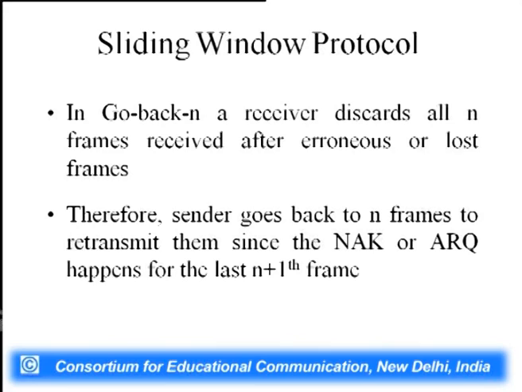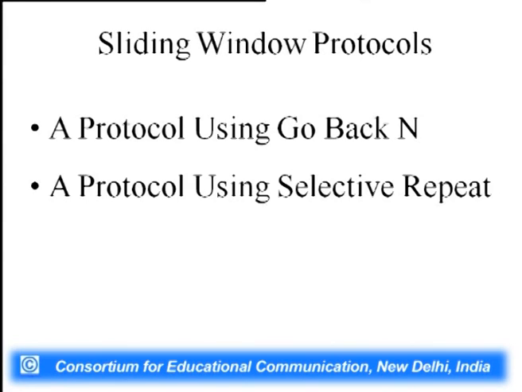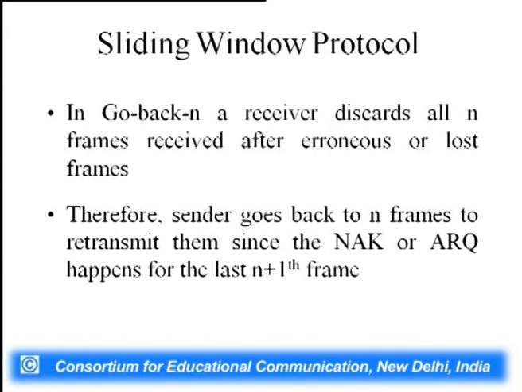And if you are transmitting only frame number 3, because 4 and 5 have already been received, that is called selective repeat. You are selectively repeating or retransmitting only the frame which is lost.